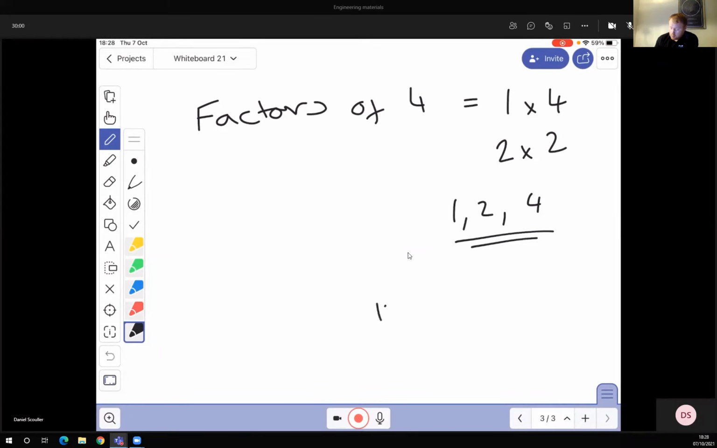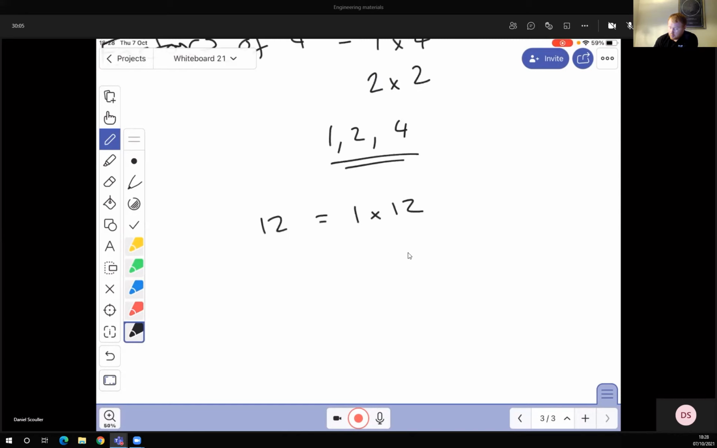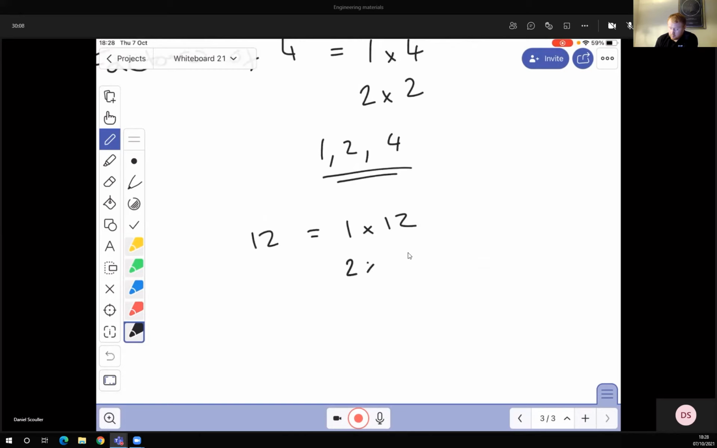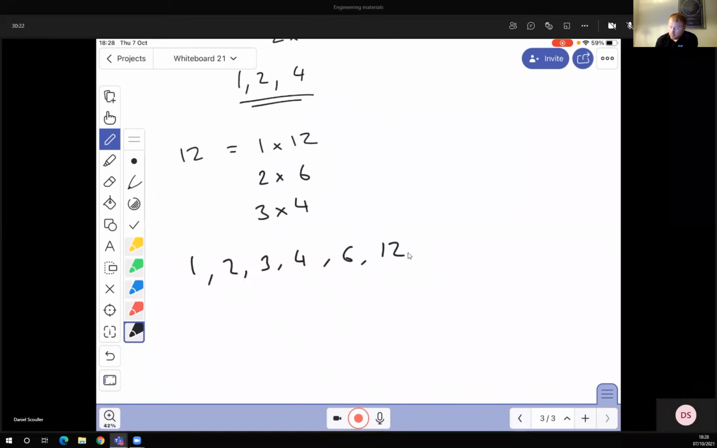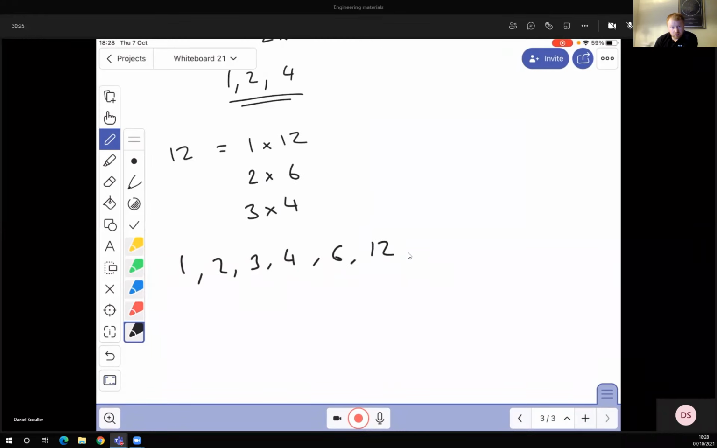Go up a wee bit. 12 would be 1 times 12. What else multiplies to make 12? 2 times 6, and you can do 3 times 4. So 1, 2, 3, 4 are all factors. 6 is a factor, and 12 is a factor. 5 won't be a factor because it doesn't multiply in without a remainder. Likewise 7, 8, 9, 10, and 11. So that's your factors there.